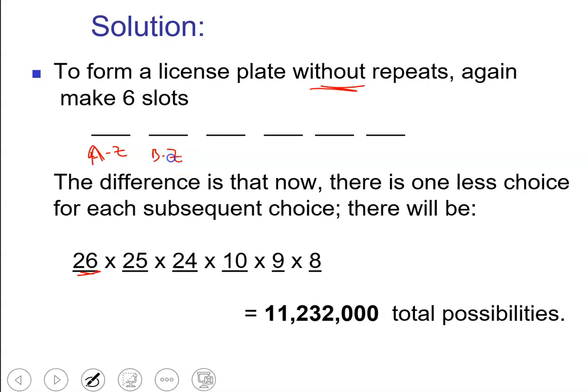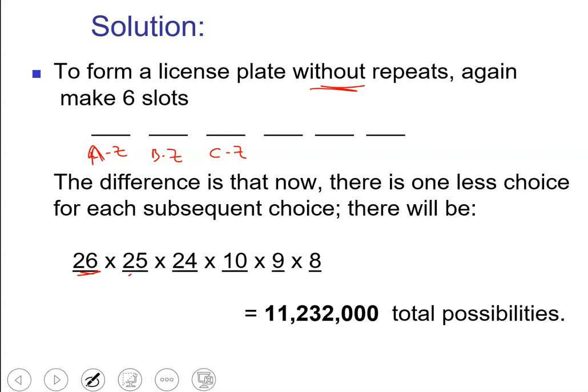So if I take one away, and I chose the easy one of A, that means I have 25 letters left. And again, if I take another one, 24 letters left. If I take another one away for the third slot, again, I'm going to make it easy. I'm going to say I chose B. I have 24 to choose from. So now I'm multiplying 26 times 25 times 24.